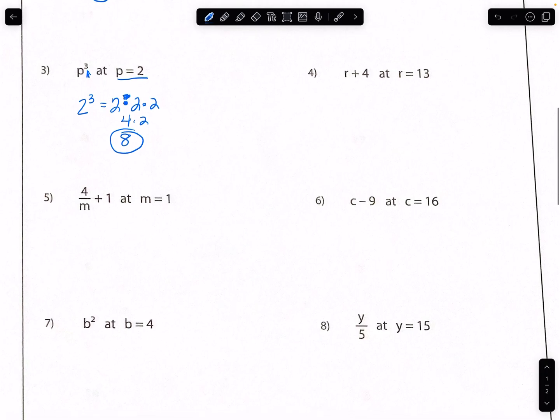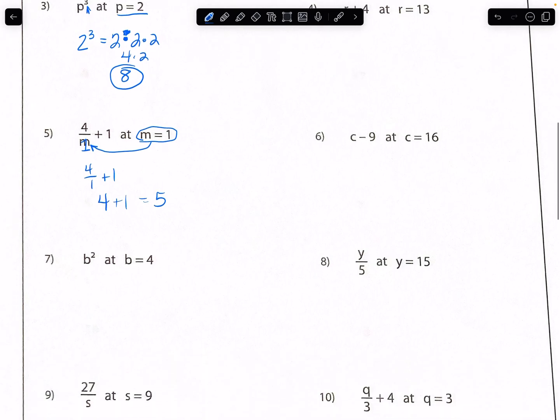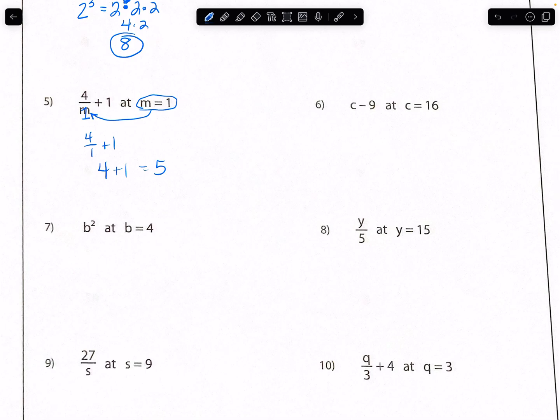We are going to move to one that might, I would say, mess you up a little bit. So again, where I see m, I'm going to write the number 1. So this will be 4 over 1 plus 1. So that's 4 plus 1 equals 5. So these should not be that intimidating if you substitute the numbers in and then just solve like you normally would solve.